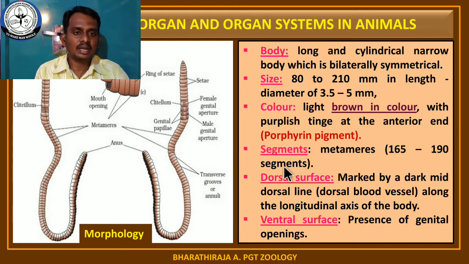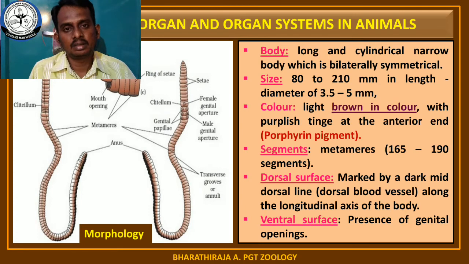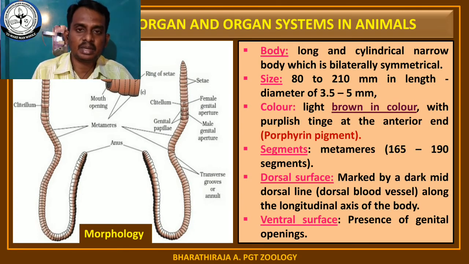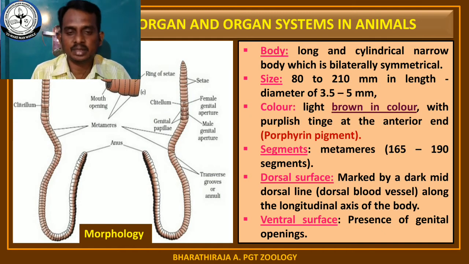And dorsal surface and ventral surface. Dorsal அப்படின்னா முதுகுப்புறம், ventral வயிற்றுப்புறம். Dorsal surface is marked by a dark mid-dorsal line, that is the dorsal blood vessel along the longitudinal axis of the body. We can easily find the dorsal side of that animal with the help of the dorsal blood vessel.